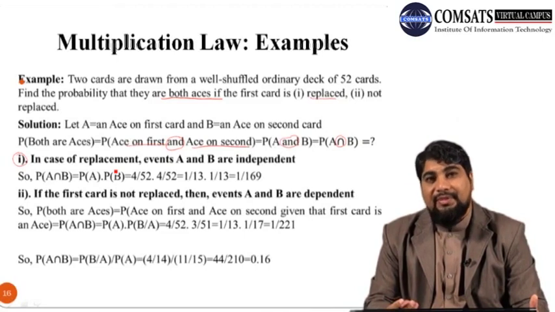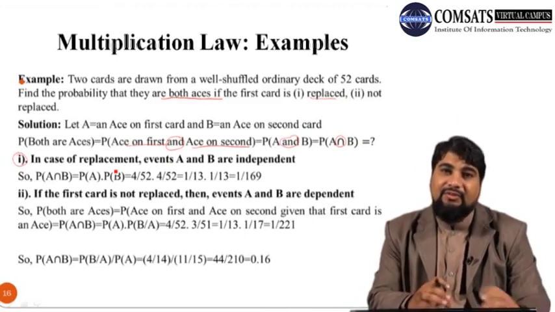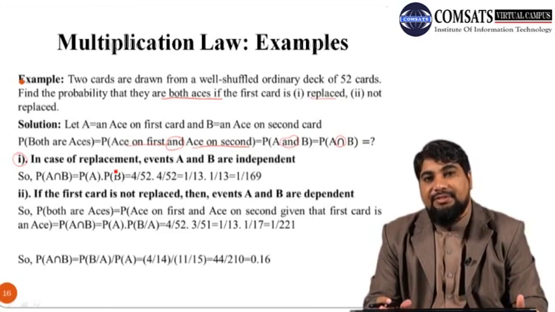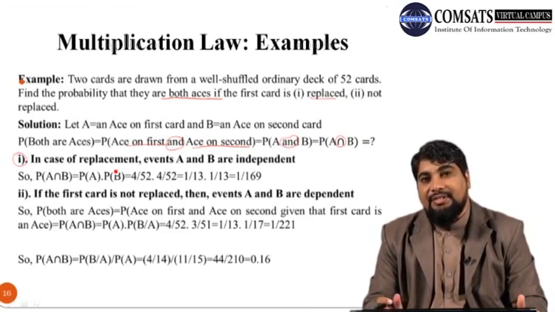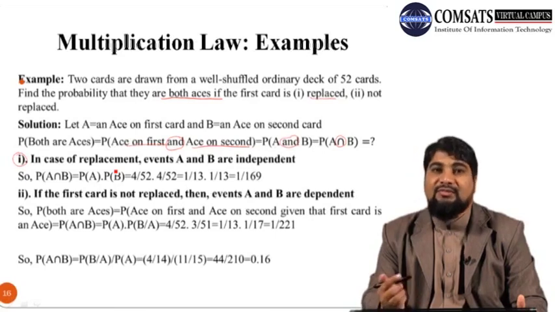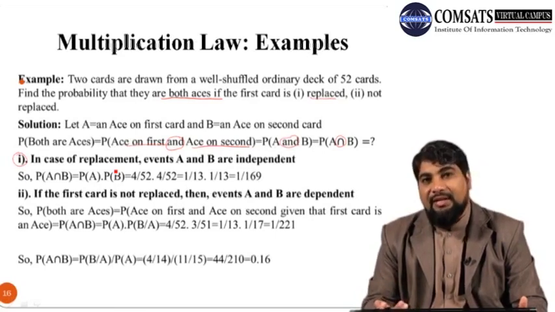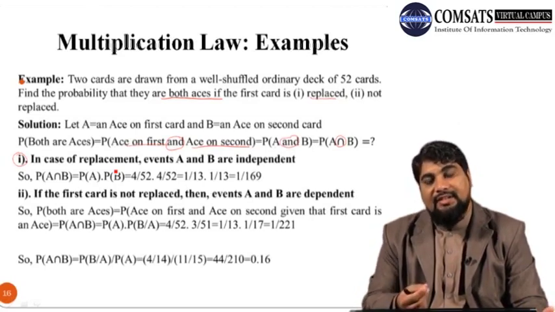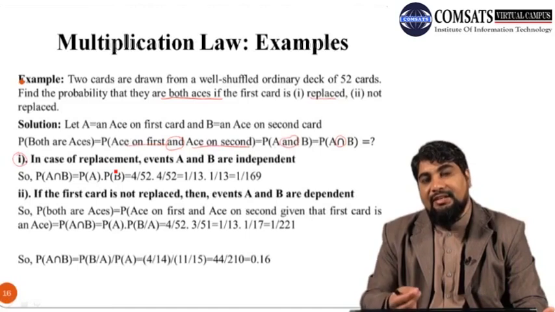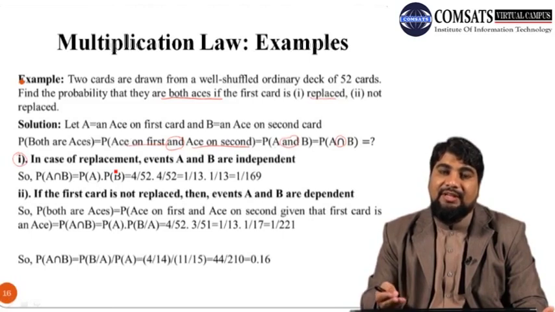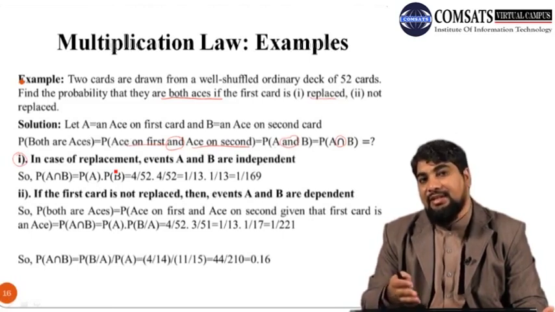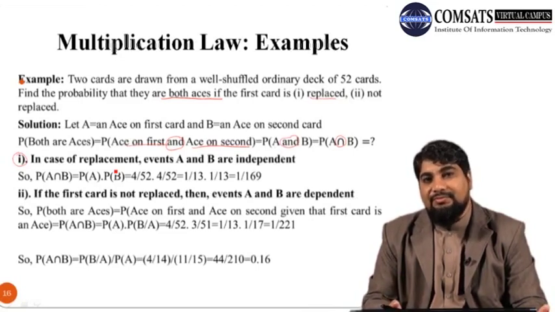4 out of 52, and since it is replaced, we again have a complete deck of 52 cards. So if the second card is also an ace, its probability is also 4 out of 52. Why? Because there are a total of 4 aces. Once the first card is drawn, it can be an ace out of any of the 4 suits: ace of diamond, ace of heart, ace of club, or ace of spade. So the probability of getting an ace is 4 out of 52.